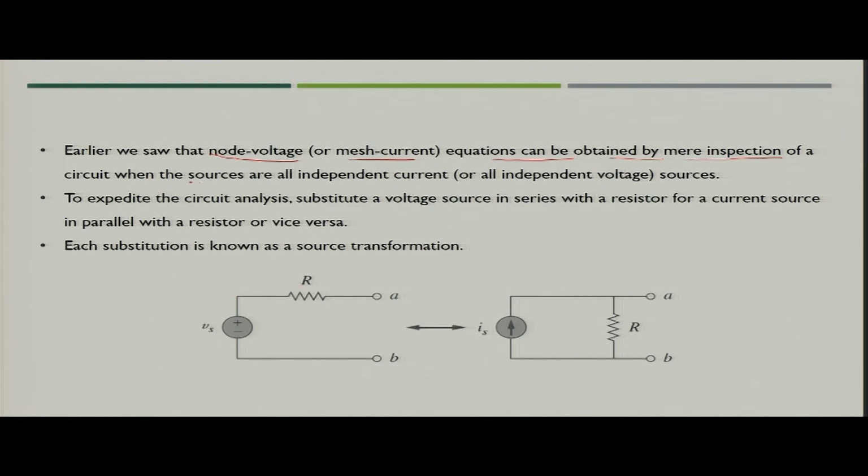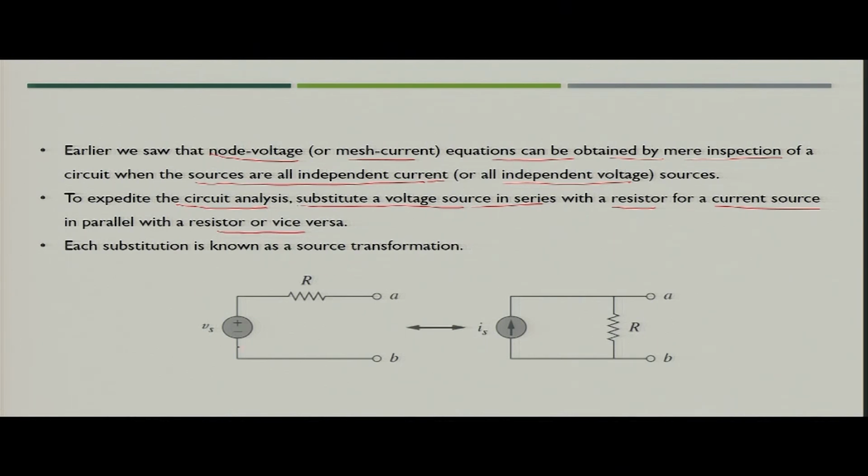We were doing this with the help of either independent current or independent voltage sources, and we also discussed that the same technique can be used for dependent current as well as dependent voltage sources. Now, this we have already discussed. Suppose we want to expedite our circuit analysis, we can add source transformation also, so that we can speed up our circuit analysis process. So, what we will do? We will substitute a voltage source in series with a resistor for a current source in parallel with a resistor, or vice versa.